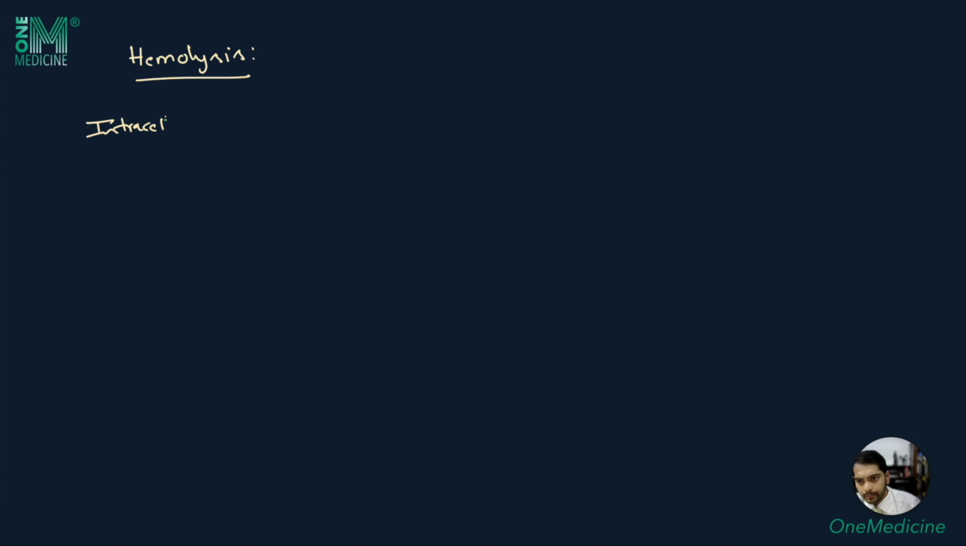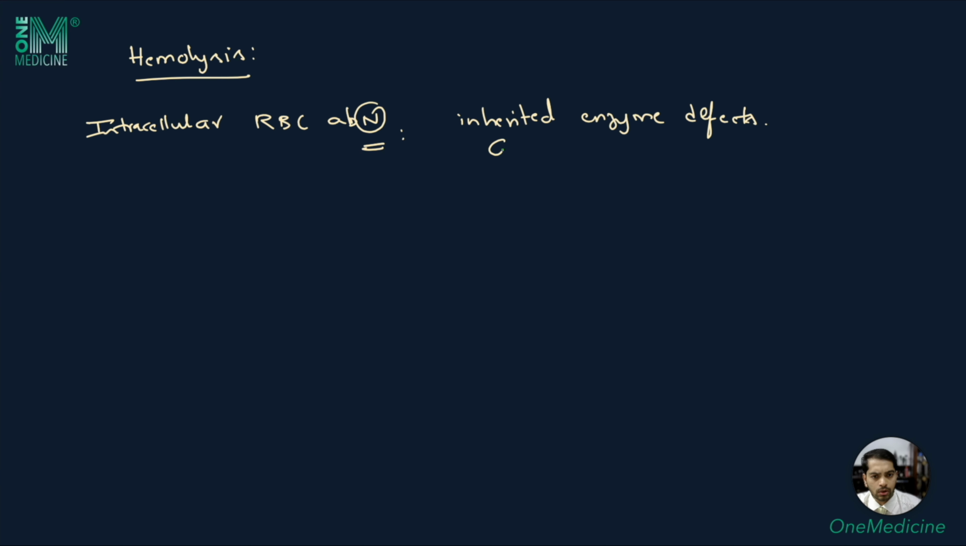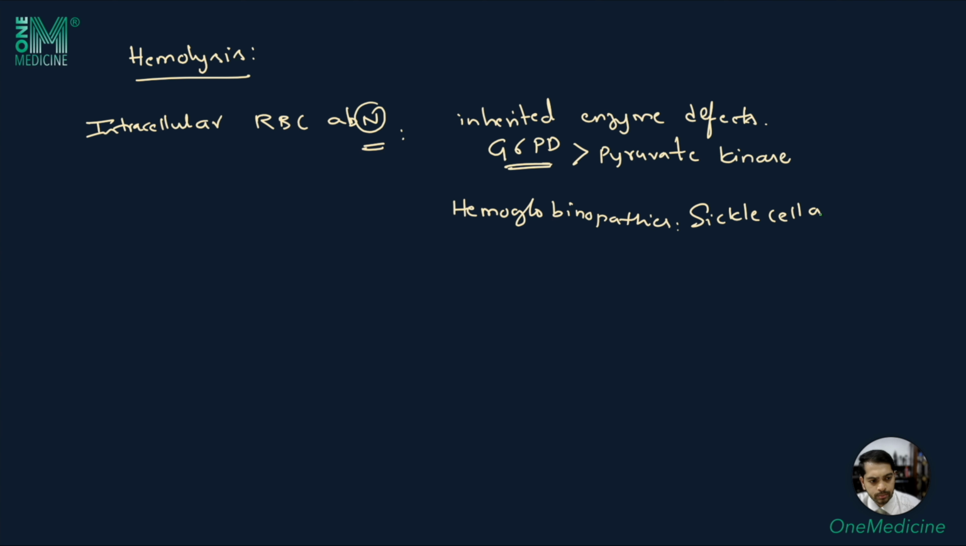So intracellular RBC abnormalities. Most of them are inherited enzyme defects. Here glucose 6-phosphate dehydrogenase is the most common, and then pyruvate kinase is another type of enzyme defect. Then there are hemoglobinopathies, sickle cell anemia, thalassemia, and there are unstable hemoglobin variants.